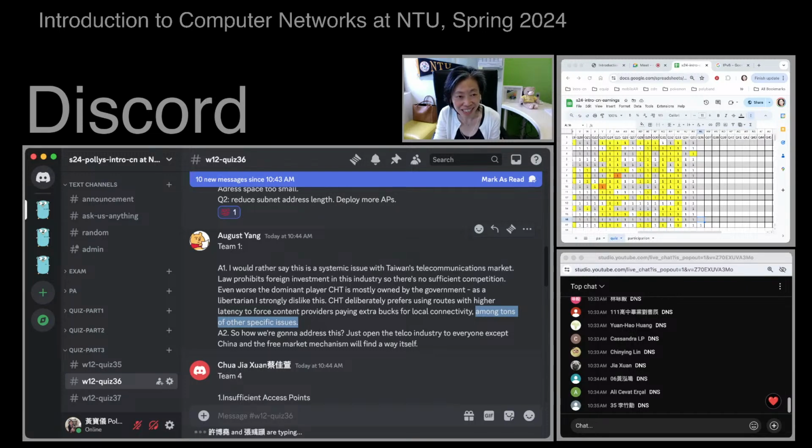Very interesting solution. Very interesting observation from August, from Team 1. And how do you address this issue then? We're gonna address this. We open the telco industry to everyone except. Okay. So you understand the tension here across the straits.